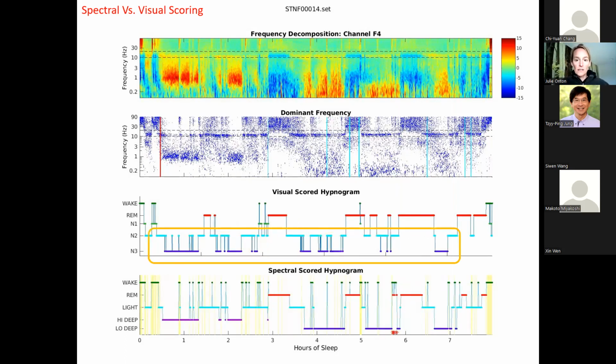Okay, so here's another correspondence. You can see, again, the waffling between N2 and N3 versus spectral scoring. The spectral scoring is usually more solid. And one of the reasons for that is that it's done using an algorithm, a hidden Markov model with expectation maximization, and it favors continuity. So it's always going to be a little bit more smooth than the visual scoring, in more ways than just the fact that it's looking at overlapping windows.